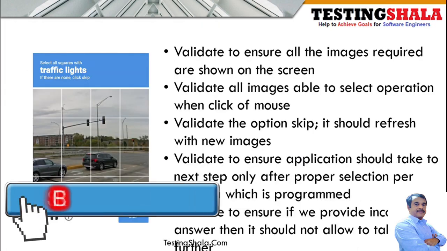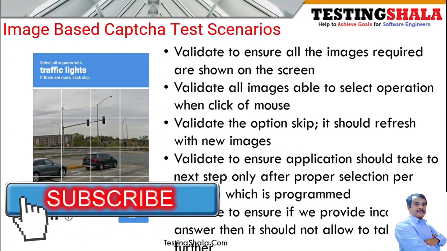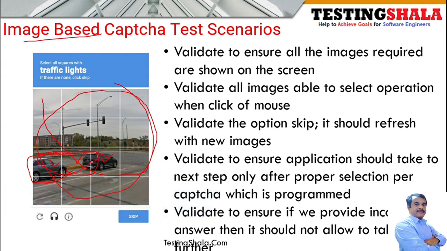Then the next type of Captcha is image based Captcha. Basically here they put different puzzles to the end user who is accessing this application, just to ensure that he is able to identify these images and, based on that, make the selection here. So what are the different scenarios which we can write here?